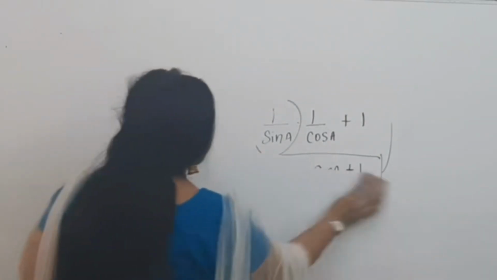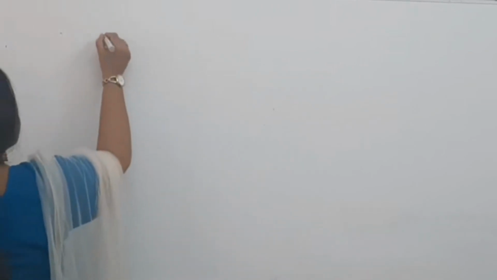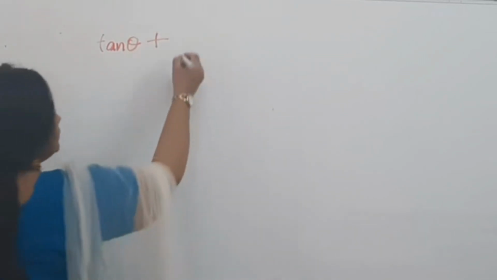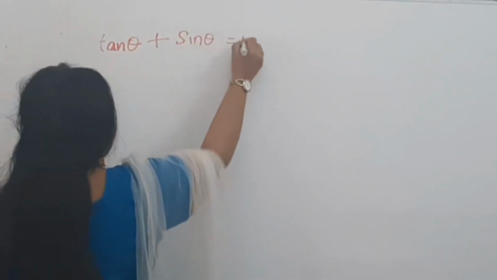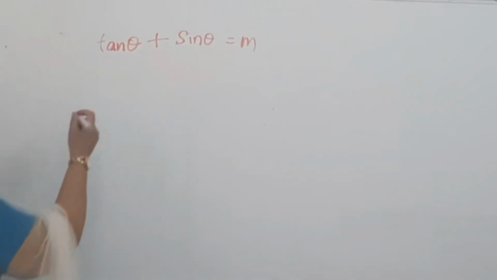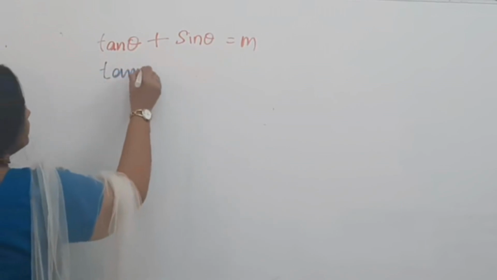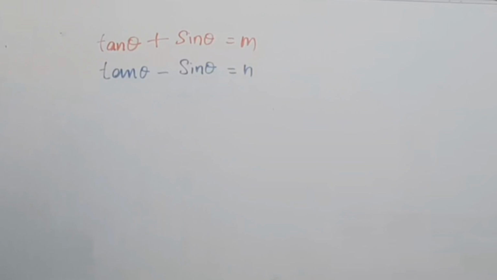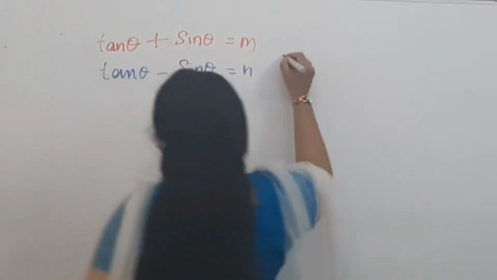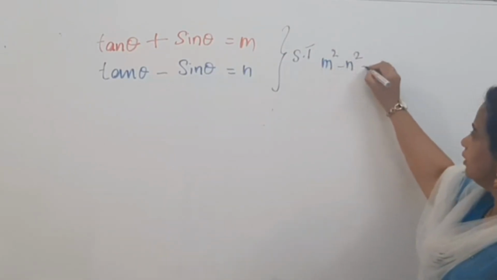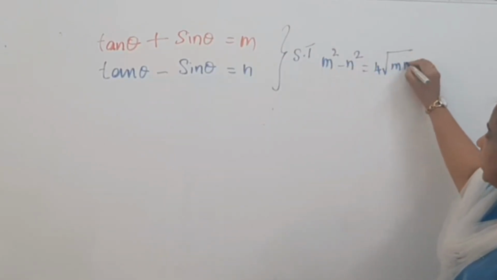The fourth question says like this: the identity is tan theta plus sine theta is equal to m, and then tan theta minus sine theta is equal to n. We have to prove that, show that m square minus n square is equal to 4 root mn.